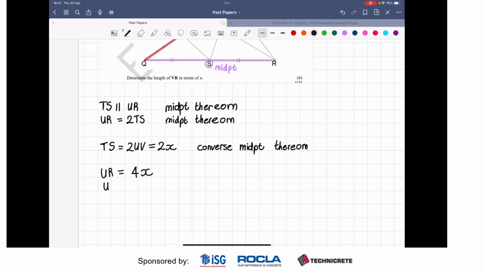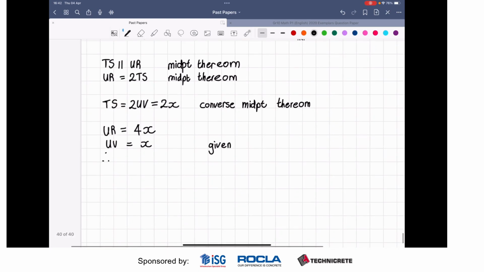So I will say that UV is equal to x, and that was given. Therefore, VR is equal to UR minus UV, 4x minus x is equal to 3x, and that's what we were asked to find.